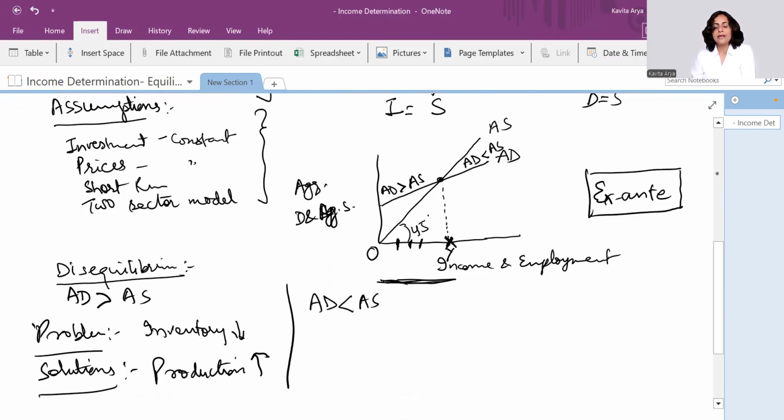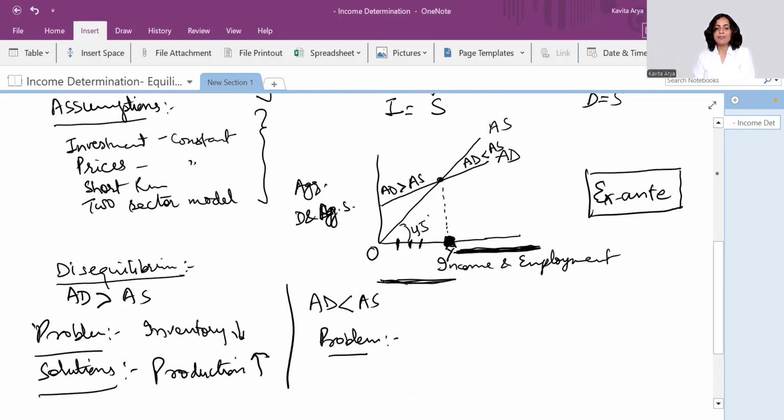On the other side, when we talk about AD lesser than AS, now see, this is the point which is beyond this level of income. At this level of income, where should we be? We should be at this level of income of equilibrium, right? OY level. This is the level we need. But where are we? We are beyond it. So, what is the situation at this time? The problem. Why am I writing the problem? Because it's a situation of disequilibrium, and disequilibrium means the situation is not really good.